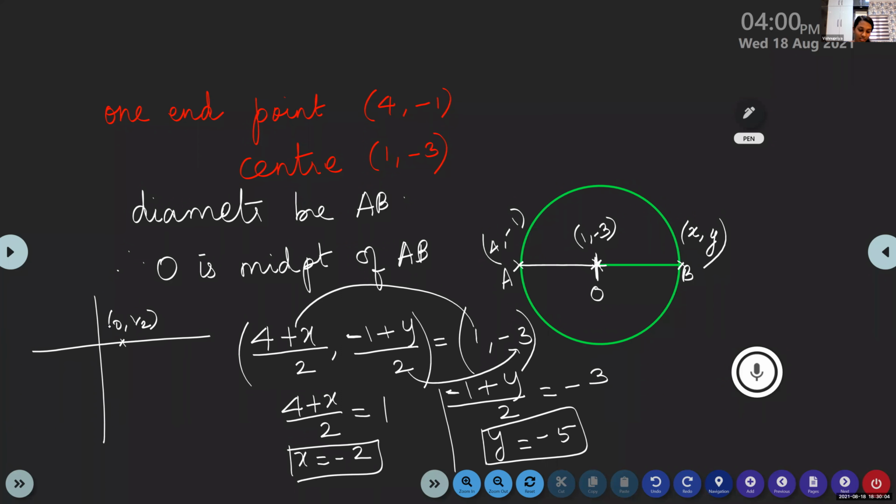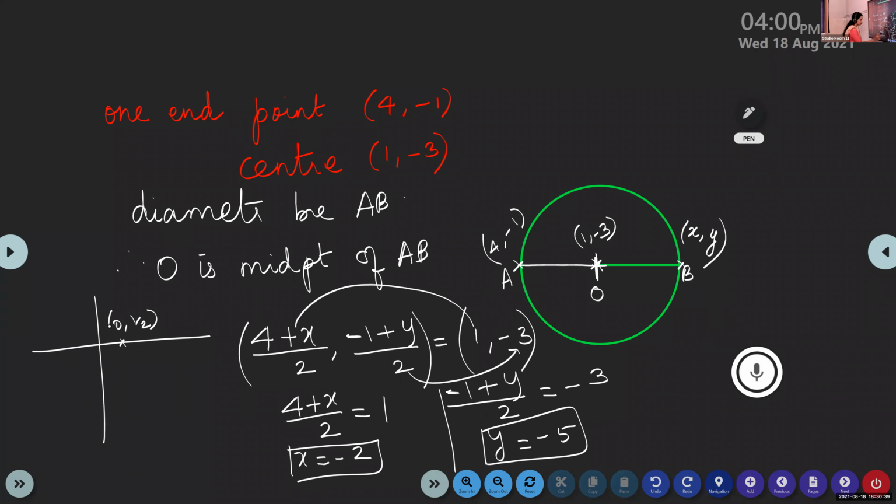Ma'am, here x is 1 by 2 and y is 6. Is that correct? Look here, in this question you will not get x as a fraction. How will you get this? When you equate, what do you get? Are you getting 4 plus x by 2 is 1? Actually, I got 1 by 2. I don't know if it is correct. How did you get 1 by 2?